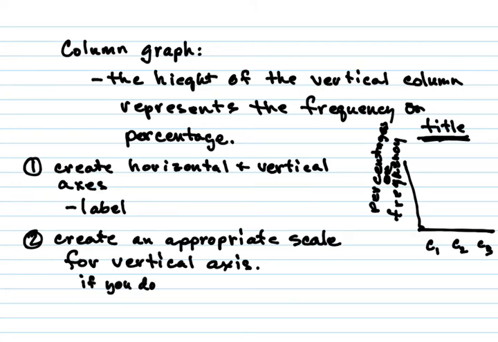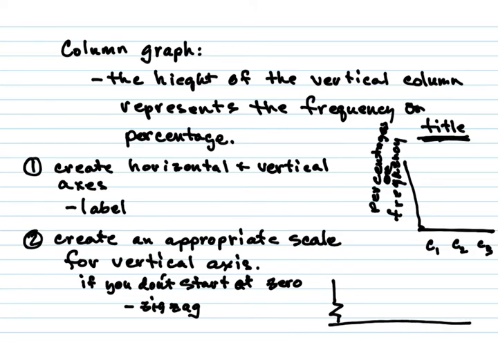But if you don't start at 0, you do that little zigzag thing. So the bottom of your graph will look like that. Now, that's pretty rare with frequency charts, but you could do it if the numbers are really large. If the numbers are all over 100, then the smallest number you should put on your chart is 100, right?